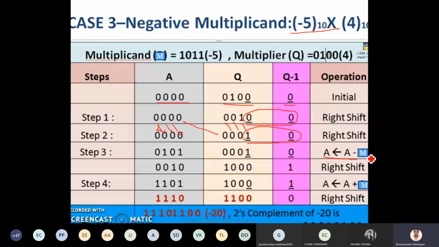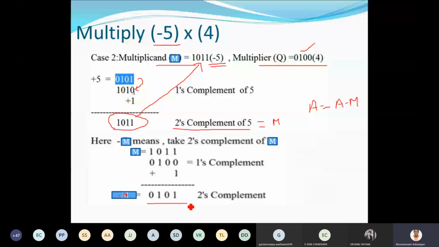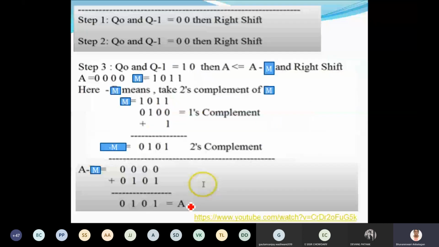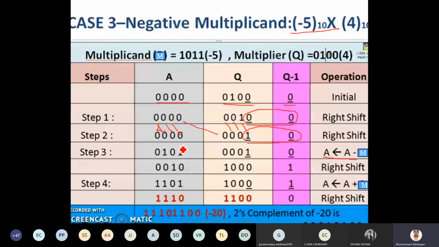For m, what is the value you actually have? For m, we have computed 0, 1, 0, 1. Okay, we have already 0, 1, 0, 1. So you are going to add this: A minus M is equal to A plus minus M. So you are going to add both the values and store it in A. So this is what happens here. You are going to do the addition of A plus minus M and store it here.